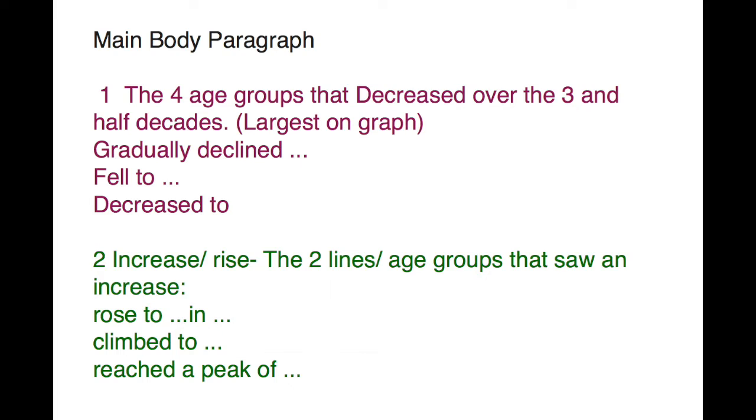And your final part of the essay, the fourth paragraph, will be all about the two age groups that increase. The two lines that saw an increase: rose to, climbed to, reached a peak of. You're going to have to write at least 175 to 200 words to really get a good score, which means that you're going to have to write at least three sentences for each of those main body paragraphs, giving details about each one. And if I can read your answer and then replicate, if I can draw that picture, you've done a really, really good answer.